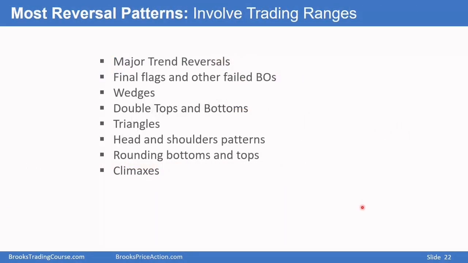Most reversal patterns involve trading ranges, in addition to double tops and double bottoms. A major trend reversal, there's usually a double top, a trading range. A lot of times you'll see final flags and other failed breakouts. That final flag is a trading range. Wedges usually have trading ranges near the end. Double tops and double bottoms obviously are trading ranges. A triangle is a trading range. A head and shoulders pattern is always a trading range, and most head and shoulders patterns are also triangles. Rounded bottoms and tops, those obviously are trading ranges. And climaxes usually have at least a small trading range, a small final flag, or a small lower high or higher low after the climactic reversal.